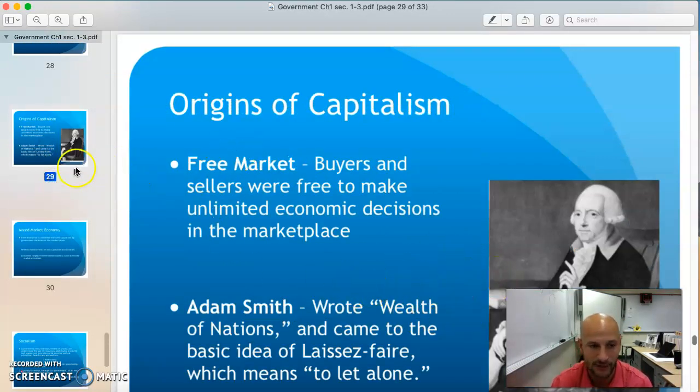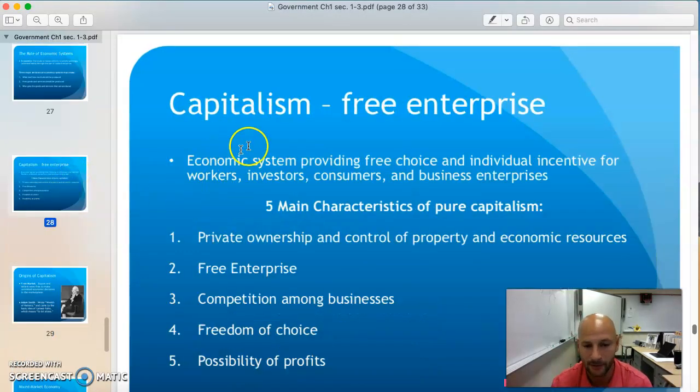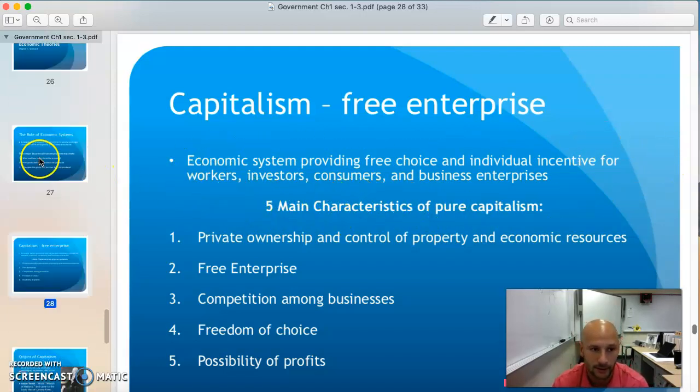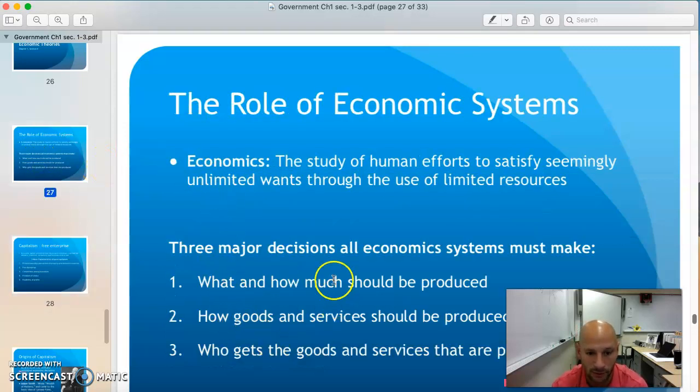Don't forget about Adam Smith. He wrote Wealth of Nations. Capitalism, a pure capitalism society. There's going to be a winner and a loser. Competition. You work hard, you do what you have to do, and usually it's going to be to your benefit. But if your business, even if you work hard, fails, you fail no matter what. What are the three major decisions?